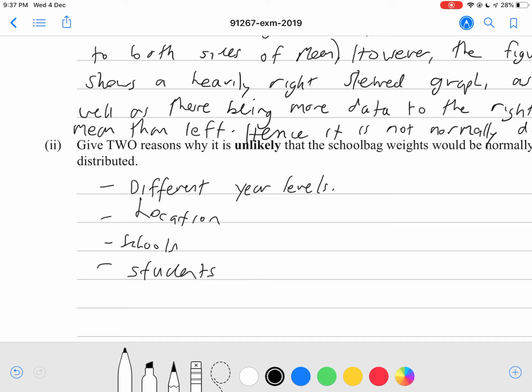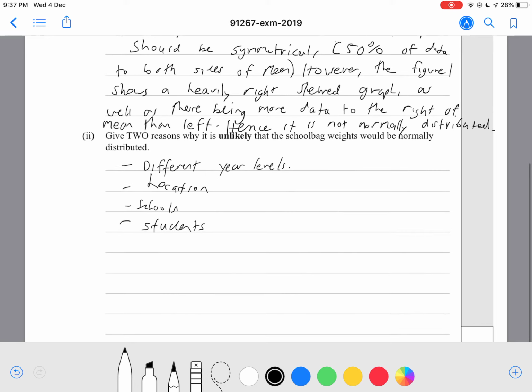So you can talk about different year levels. You can talk about the location. You can talk about the different schools, and you can also talk about different types of students that could be affecting the study. So these are the different reasons why it is very unlikely that school bag weights would be normally distributed.